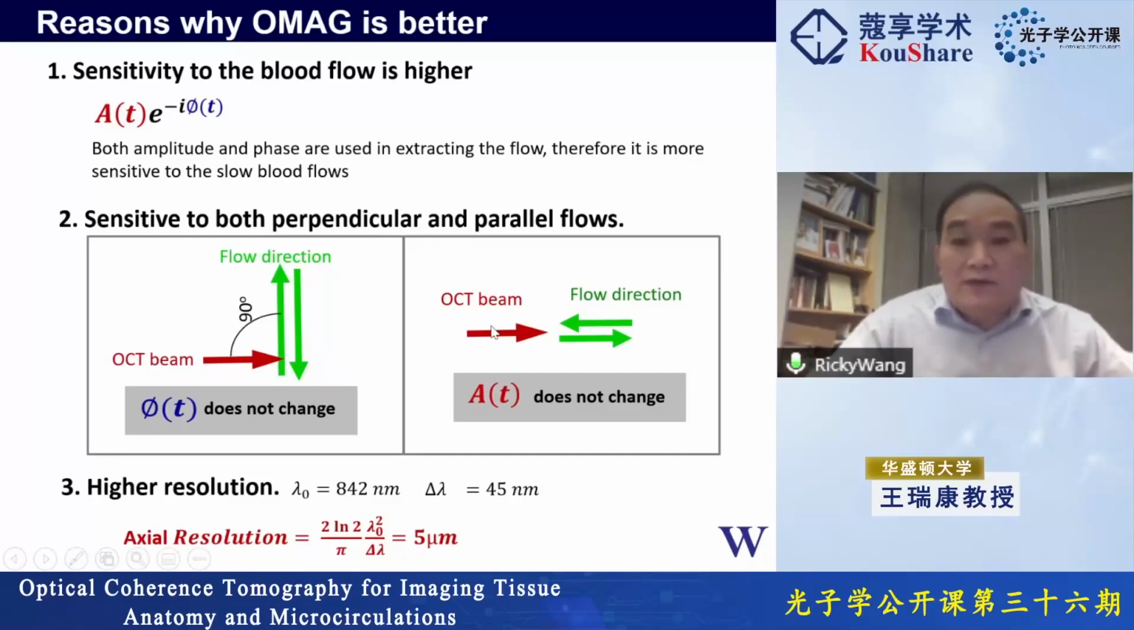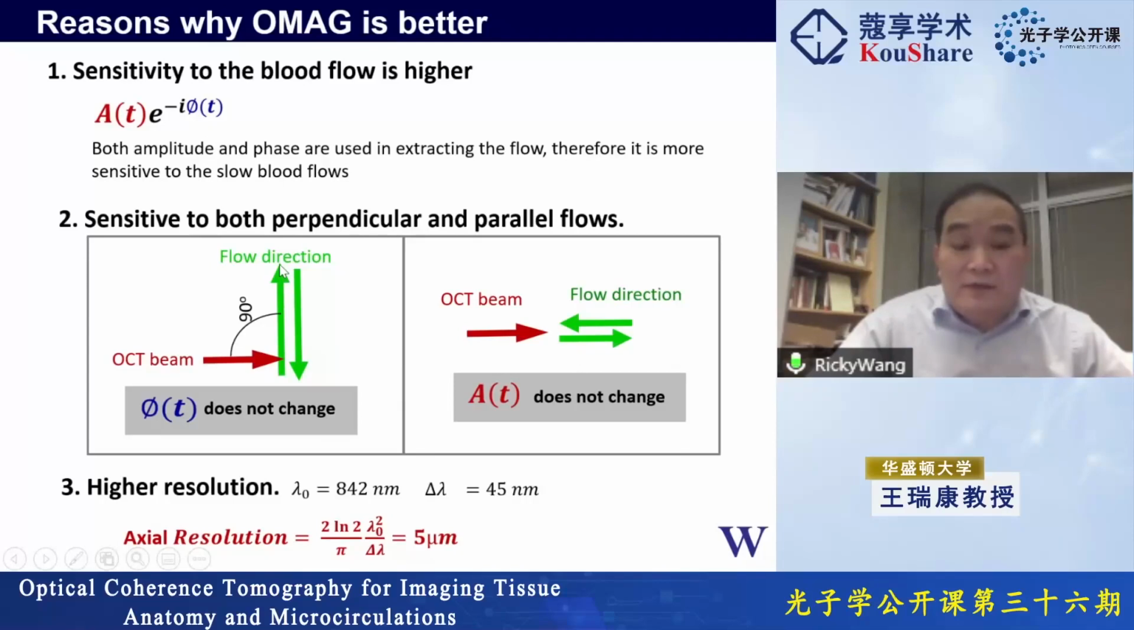Okay, and if your OCT beam is in parallel to the blood flow, in this case, your amplitude will not change. The only change is the phase, right? Your Doppler angle is 0 degrees. So therefore, Doppler shift is strongest. So in this case, if you use the amplitude to contrast the blood flow, you are not able to contrast this blood flow. However, if you use the complex signal, you won't miss, right?